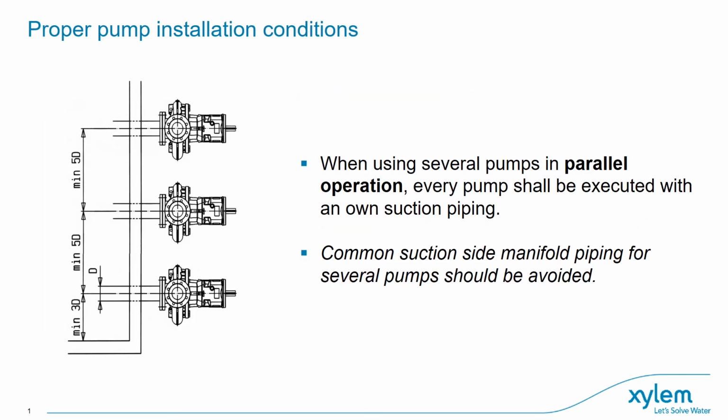When using several pumps in parallel, every pump shall be executed with a known suction piping, and common suction side manifold piping for several pumps should be avoided. If you need to, at least try to respect a minimum distance among the pumps, minimum 5 times the diameters from one pump to the other, 3 times the diameter of the pipe from the first elbow.